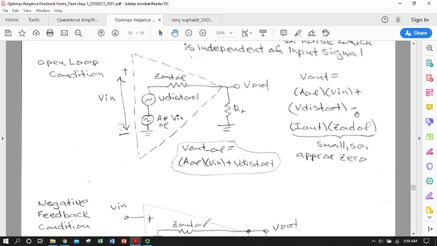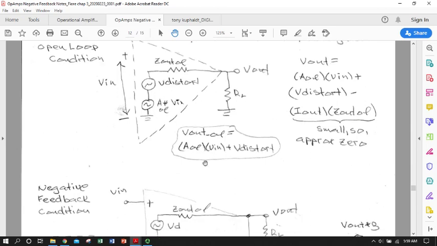We already talked about Z out open loop. It may not be as small as it is when we add the feedback network, but it starts out pretty small. So we're going to assume that this I out times Z out open loop is small relative to these two voltage sources, because Z out open loop tends to be on the small side. So that's a fairly safe assumption. So we can say V out open loop, and this is open loop because there ain't no feedback network here, it's just the amplifier by itself, is equal to open loop gain times our input signal plus our distortion signal, which is coming from inside here. Okay, so we have an equation for that.